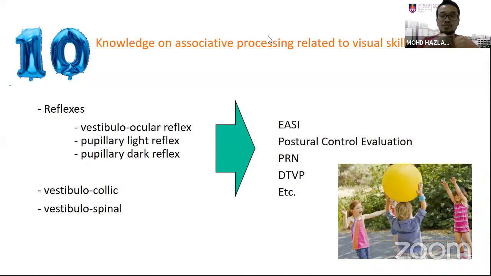So are they related? When you want to provide interventions, your intervention will become wider to cover different kinds of associative components. One of the assessments that you can use is EASY, the postural control evaluation, the post-rotary nystagmus, the DTVP, etc. There are a lot of things. It's just that you need to get familiar with all these assessments. From there, you will have the ability to structure. When the child has this one, you want to choose which subtest. So, next slide.